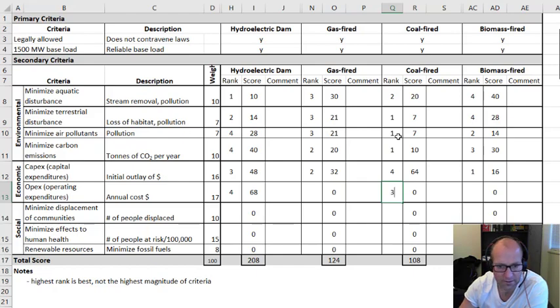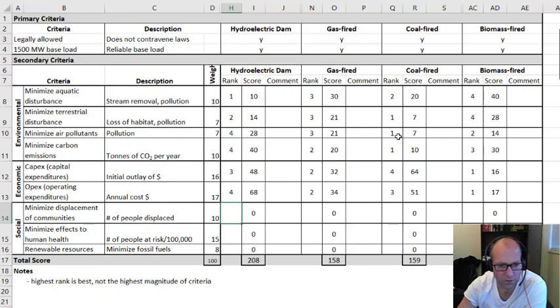Coal is the second cheapest, followed by gas-fired, followed by biomass. And again, this will vary depending on where you are. There's lots of assumptions that go into this. The purpose of this, though, is just to show some rankings, not to actually do a full cost-benefit analysis. Okay, so social. Minimizes displacement of communities.